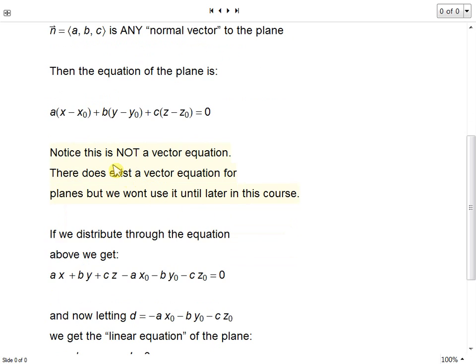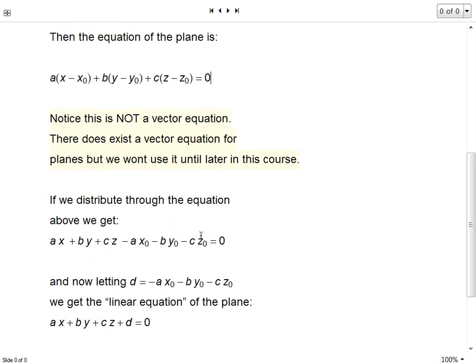Now, if we distribute through, so if we distribute the A through here, if we distribute the B through here, if we distribute the C through here, then we get this, right? This piece right here should be a number, shouldn't it? These last three terms. A is a number. X naught is a number. It's a point, right? Part of the point. This is a number. This is a number. They all have negative signs on them, at least the way it's written up there. And so if we define this piece right here to be D, we call it D, then the equation turns into this.